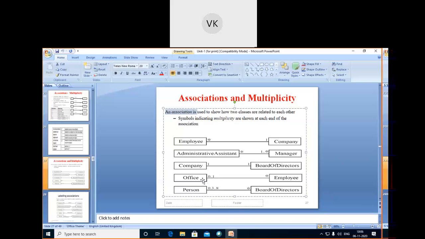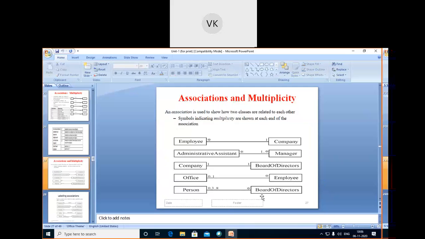Next is company and board of directors. For one company there will be one board of directors, one to one. For a company class there will be only one board of directors, and for the board of directors class there will be only one company. Yes or no? Like this, I am having some of the examples here. Just go through these things.